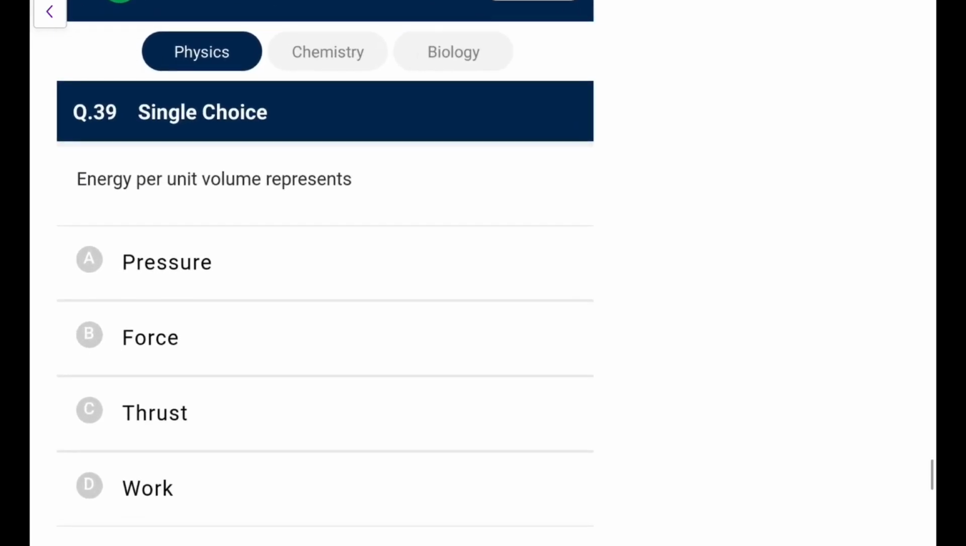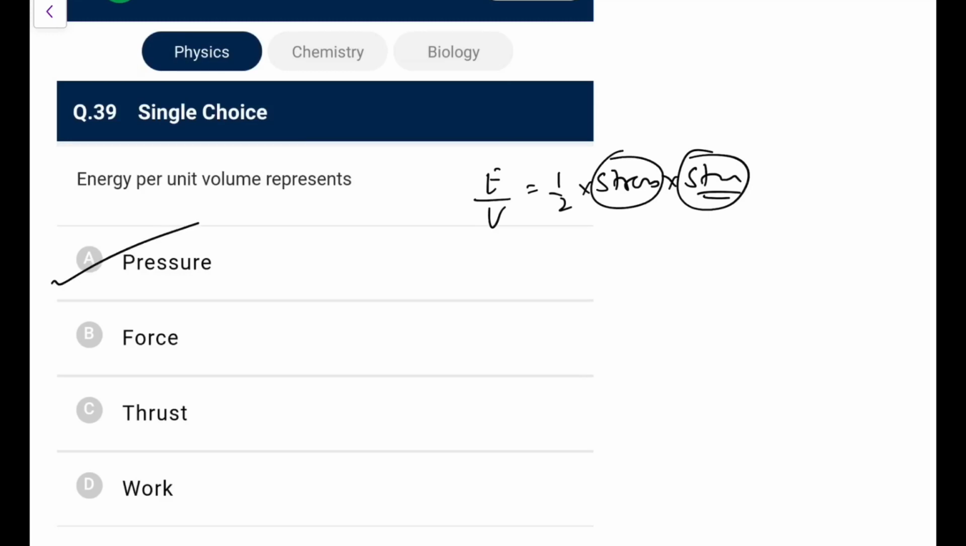Energy per unit volume, that is energy density. So energy per unit volume, how can you write it? So you know, energy stored per unit volume, that you write as half stress into strain, that we did in one of the questions in this paper also. Strain is dimensionless, stress has the dimension of pressure, so it would be pressure, that would be the answer here.